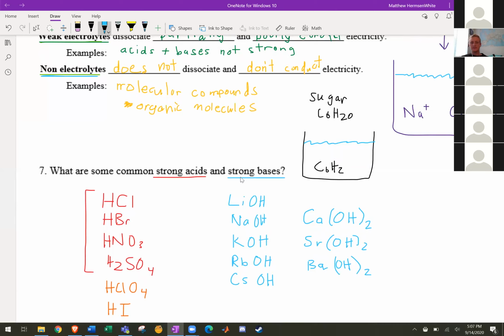Same thing with the bases. Is it a base? Yes. Is it a strong base? Well, you have to look at your list for that. So we're going to do some example problems in just a sec, but before that, I want to stop and ask, what questions do you have so far?